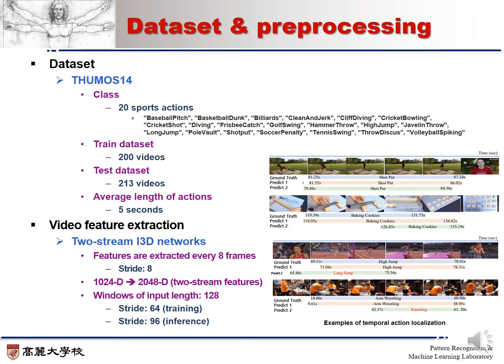The dataset uses the famous dataset and consists of videos containing 20 sports actions, like baseball pitch, and there are 200 train videos and 213 test videos. The average action length is about 5 seconds, and annotations consist of the start and end points of an action and the type of action that occurs between them.